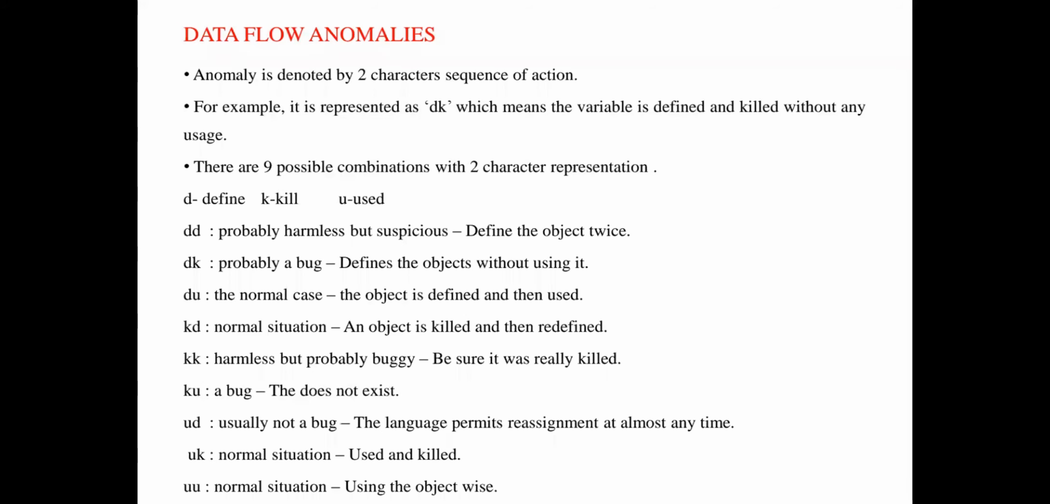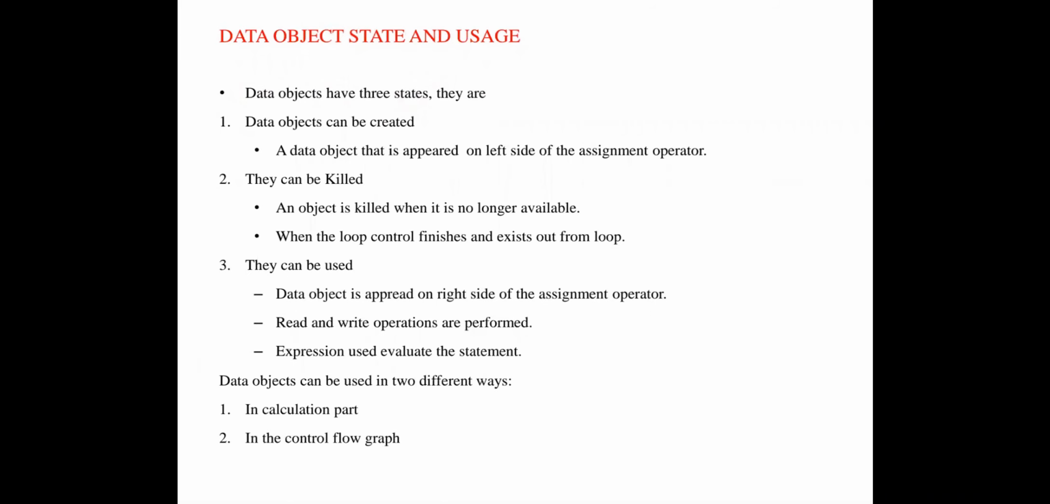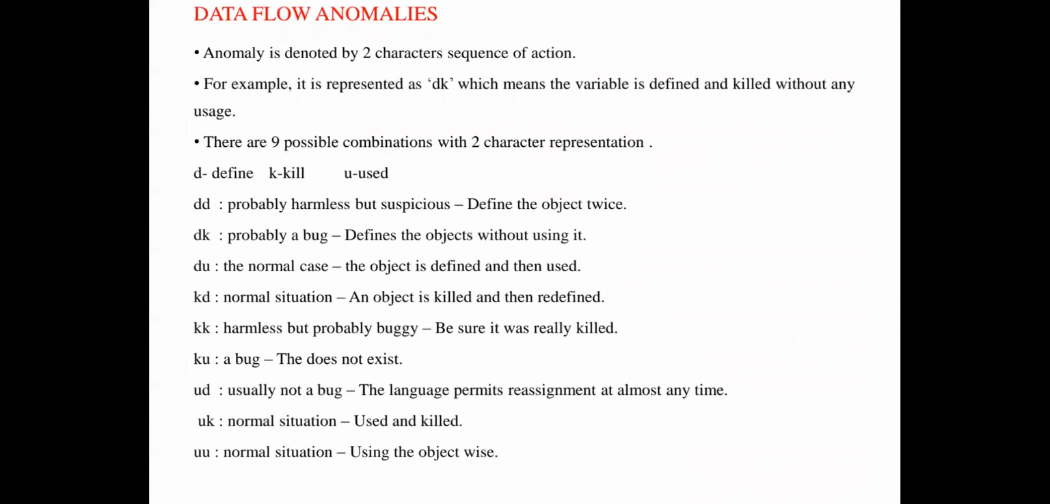Morning all. In the last session we discussed the data flow graph, how the data flow graph is represented, what the states involved in the data flow graph are, and how they are used. Up to usage of the data objects we have seen in the last class. Today's class we will see about the data flow anomalies. Data flow anomalies are nothing but the problems that are created when you are representing a data flow.